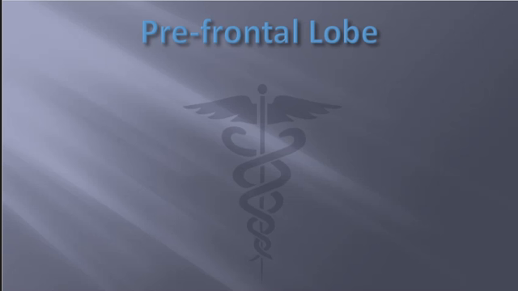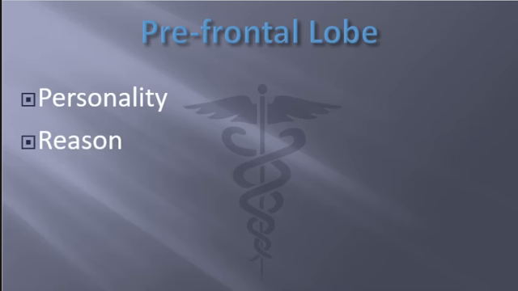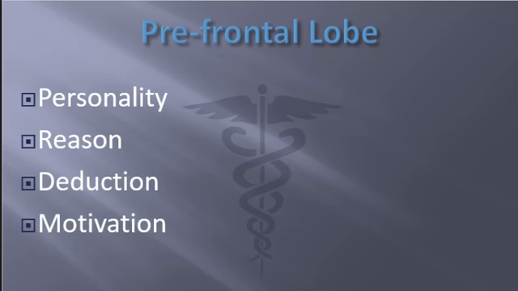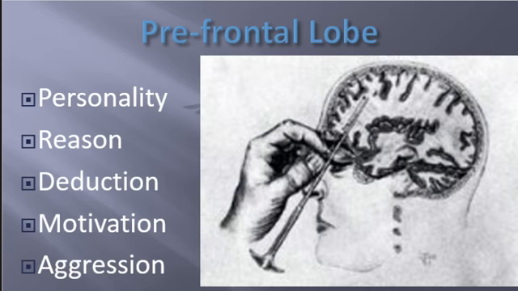Okay, the prefrontal lobe, that's in the very front of the frontal lobe. This is where we think your personality is found. Reason, so a lot of our reasoning will take place here. Deduction, deductive reasoning, right? You figure something out. Motivation and our aggression, which brings us to something called a prefrontal lobotomy. Okay, it mentioned it in the video we saw earlier how prefrontal lobotomies were fairly common. They're not really common anymore. In fact, I don't know that they do them at all.